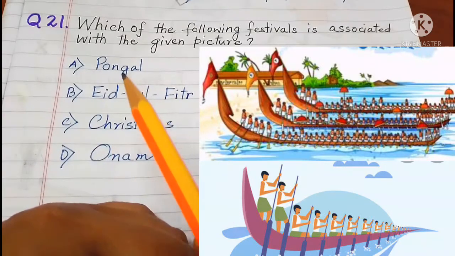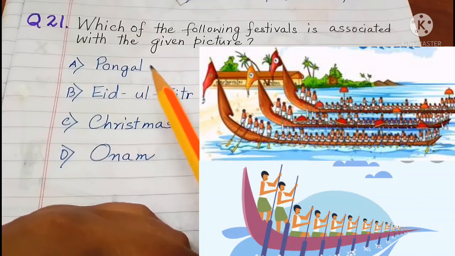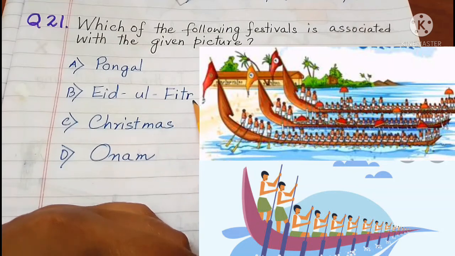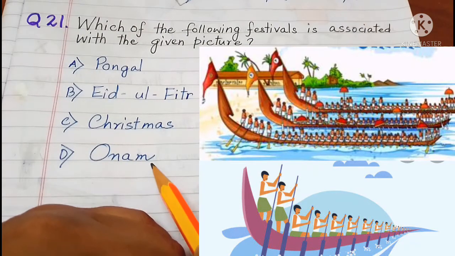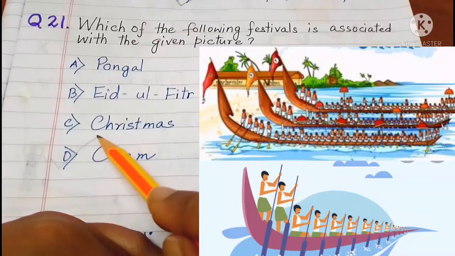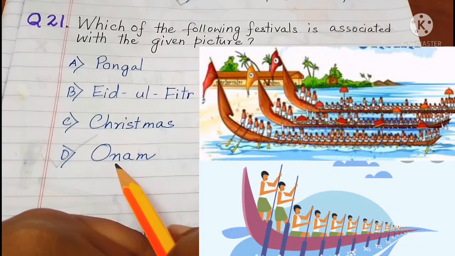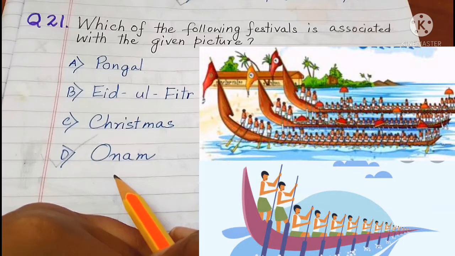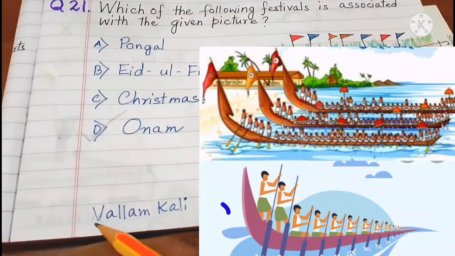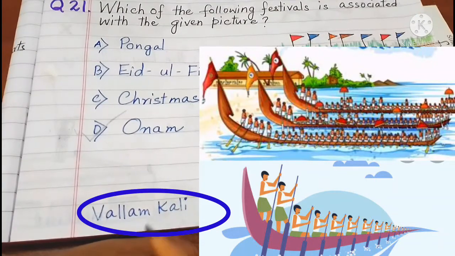Now which festival is here related to Kerala? Pongal is in Tamil Nadu. Eid ul-Fitr is not possible. Christmas doesn't represent the boat race. So Onam is a festival which is related to the harvesting time, celebrated in Kerala. So we can go with Onam, and we also know that this snake boat race is famous in Kerala. Now this boat race is often called Valamkalli in Kerala.